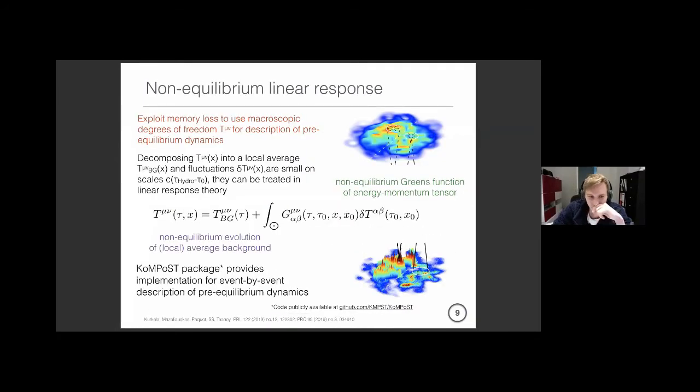In the pre-equilibrium stage, by taking in each of these cells, each of these causal patches, the non-equilibrium evolution of some local average and homogeneous background, and studying small fluctuations of that using linear response theory, so propagating them with some kind of Green's functions. And so we set up a framework like that, which now comes under the name of KoMPoST, and really performs such an event-by-event pre-equilibrium dynamics.